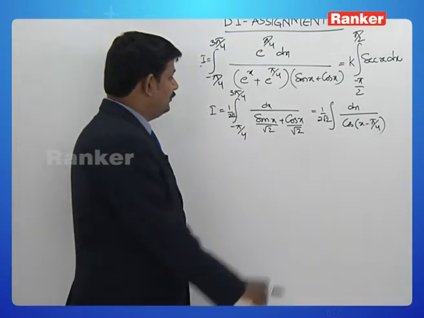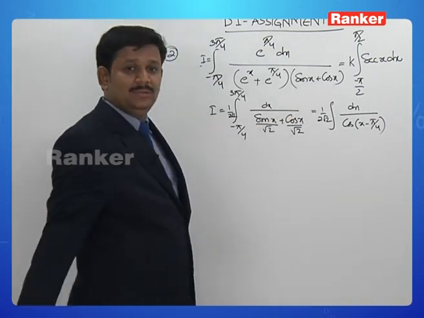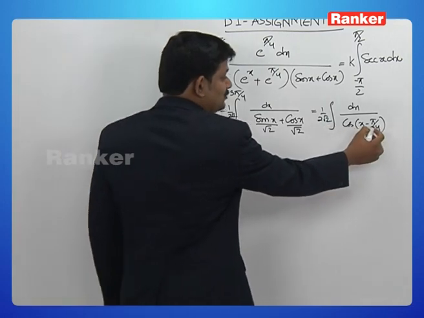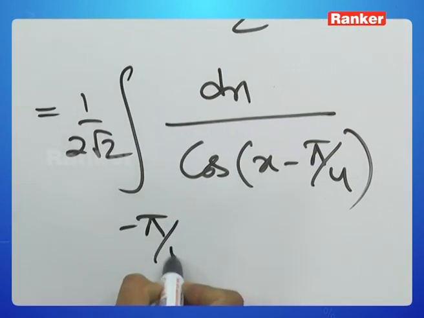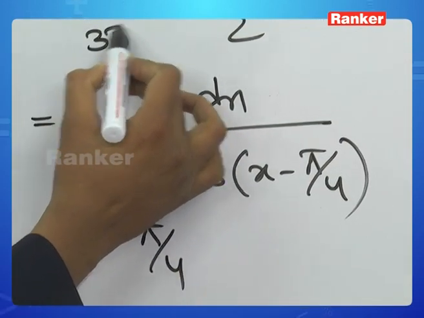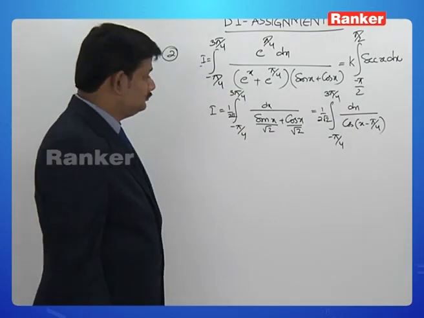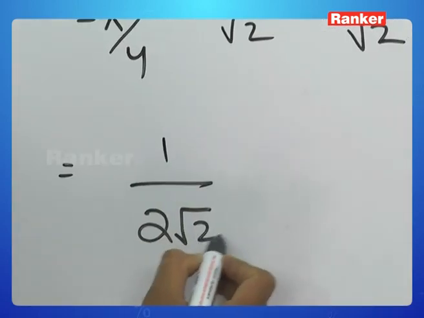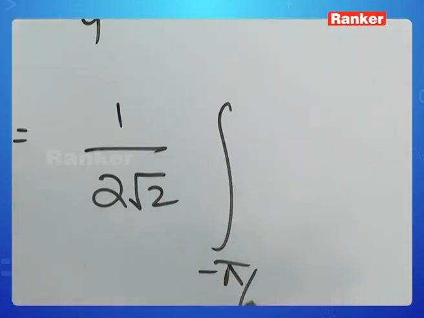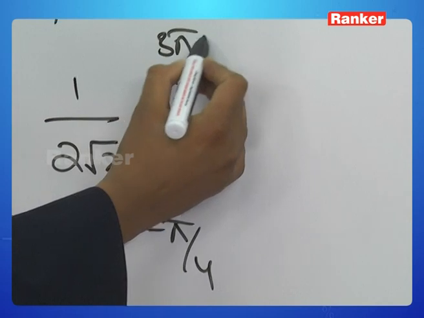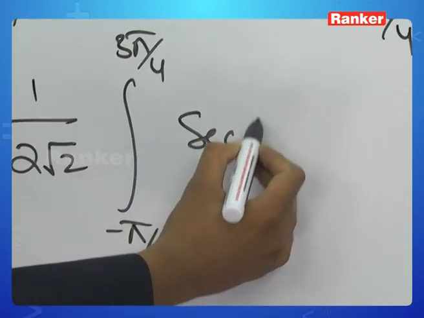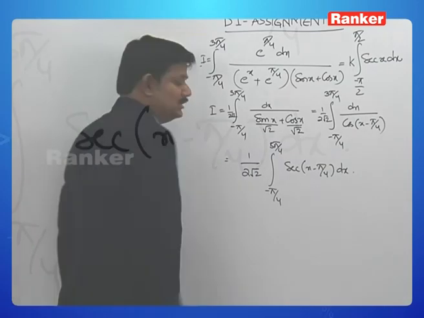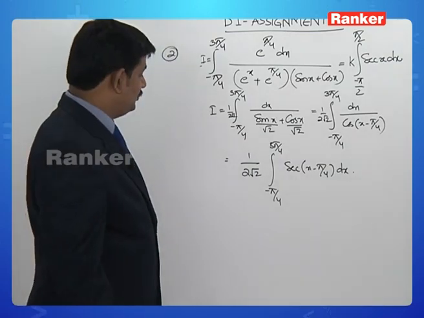You can see the formula of cos a cos b plus sin a sin b, which is cos of a minus b. So, this becomes cos of x minus pi by 4 from the limits minus pi by 4 to 3 pi by 4, which is 1 by 2 root 2 into the integral from minus pi by 4 to 3 pi by 4 of secant of x minus pi by 4 dx.